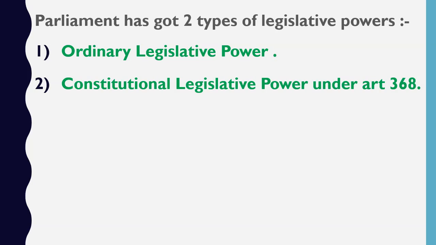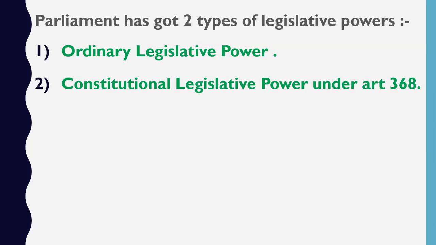So the Supreme Court said that Parliament has two types of legislative powers, ordinary legislative power and constitutional legislative power. If Parliament makes use of constitutional legislative power, then the outcome is a constitutional amendment and not a simple law. So Parliament can amend any part of the Constitution including fundamental rights.